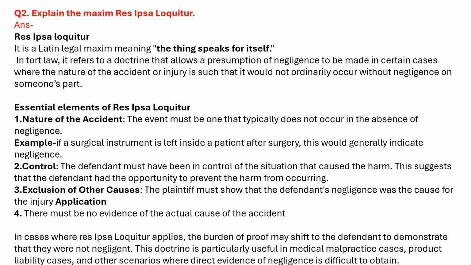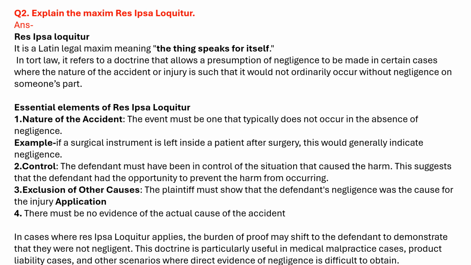Answer: res ipsa loquitur. It is a Latin legal maxim. It means the thing speaks for itself. In tort law, it refers to a doctrine that allows a presumption of negligence to be made in certain cases where the nature of the accident or injury is such that it would not ordinarily occur without negligence on someone's part. Essential elements of res ipsa loquitur.